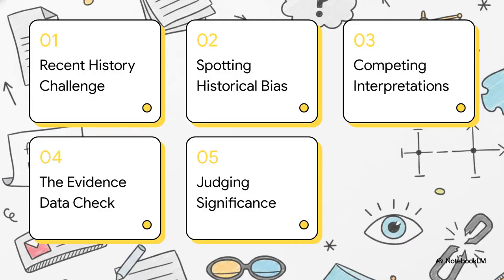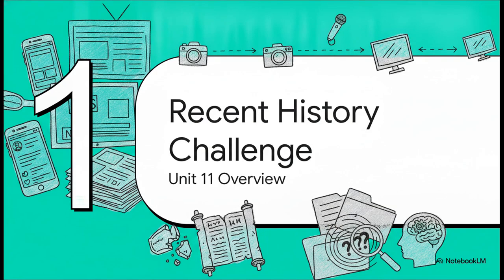So here is our game plan for today. 1. The challenge of recent history. 2. Spotting historical bias. 3. Competing interpretations. 4. The evidence data check. And 5. Judging historical significance. Let's get into it. Okay, kicking things off with Section 1, the challenge of recent history.